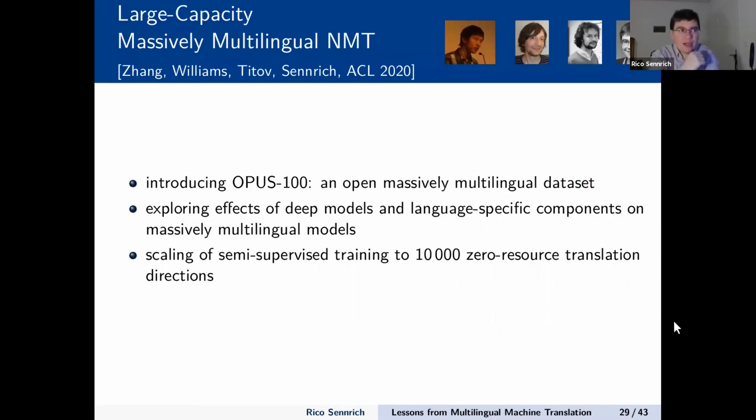So a student of mine, Biao Zhang, in joint work with Phil Williams and Ivan Titov, we were looking at this problem in a bit more detail. We first created a data set, extracting it from the OPUS data collection, because previous work used closed data. We looked at the effects of capacity on the performance of massively multilingual models, and at semi-supervised training with back translation, which I talked about a bit before as being very useful in getting translation quality up. We wanted to see whether this can also scale to 10,000 translation directions, or if capacity just is not enough, no matter how much training data you use.